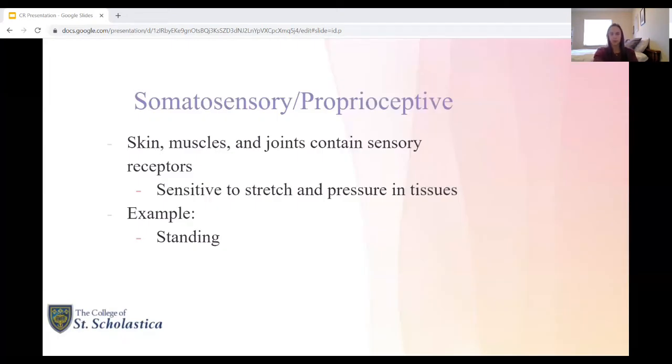The last component is somatosensory, also known as proprioceptive. This consists of skin, muscles, and joints, which contain the sensory receptors. These are very sensitive to stretch and pressure within the tissues. When an individual is standing and leans forward, the sensory receptors send impulses to the brain. The stretch and pressure cues help the brain determine where the body is within its own space.